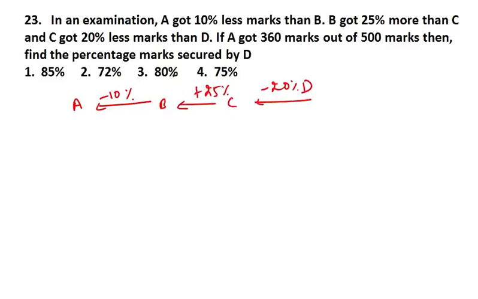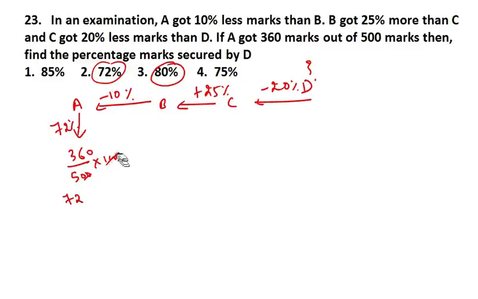Fine. Now see, the answer is in the percentage form, okay. It is asking you to find the percentage obtained by D, it is asking about D, how much D got, and it is saying A got 360 out of 500. So just convert it into percentage. If you convert, you get 72, means A is going to be 72%, okay. Now remember, A is 72%.